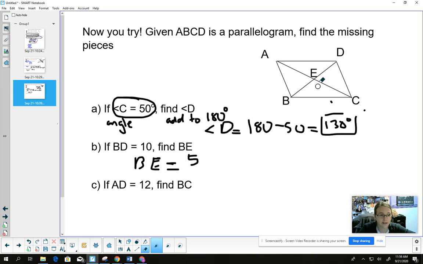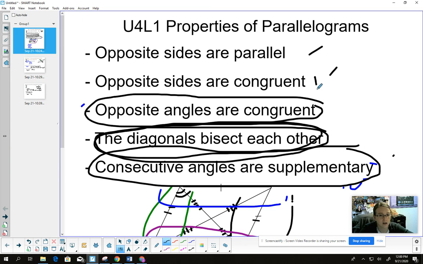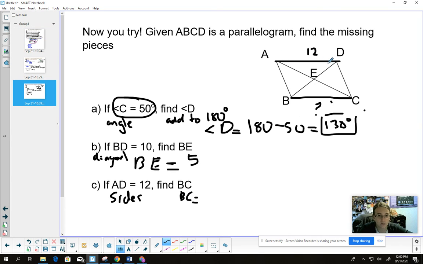And last one, same thing. We determine this was again a diagonal. I want to write that. That's important. AD equals 12. Here's AD. That's 12. We are looking for BC. So what piece was this? Angle, diagonal, or sides? Sides. Those are sides of the parallelogram. All the way around the outside are the sides. So if AD equals 12, this is the opposite side to BC. Hey, look back here. Opposite sides are congruent. So if this equals 12, BC has to also equal 12.